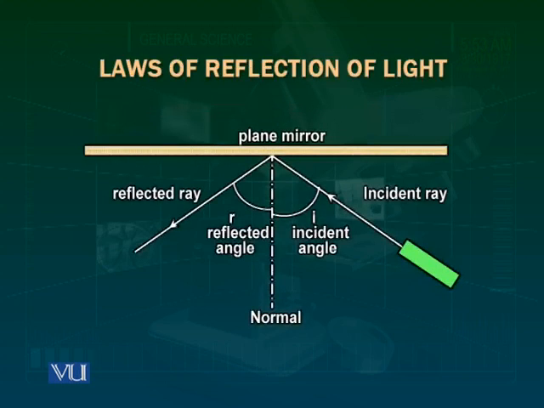Now, let us look at the slide, which is again repeated on your screens. It says you have a plane mirror, you have the incident ray, the reflected ray, and the normal, which are lying on the same plane. That is the same surface. The law of reflection says the incident angle is equal to the reflected angle.